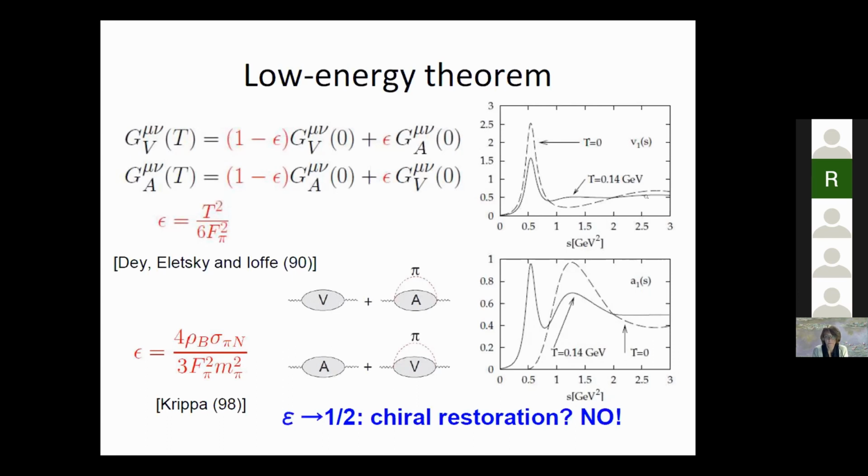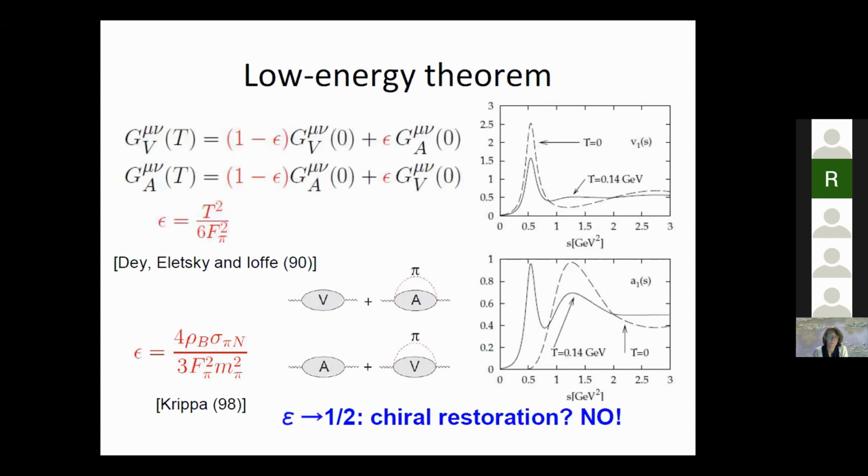Typically you have a two-peak structure. This one is the remnant of the vacuum rho meson, and another much broader one is the contribution coming from the axial vector meson. This is the standard one, and Ralph and others have been putting this contribution in to refine the calculation of dileptons and so on.